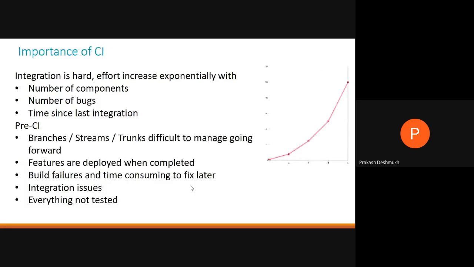So what is the importance of CI? Integration is hard effort, and it increases exponentially with the number of components, number of bugs, and time since last integration. As you see, the number of files and components will go on increasing. So when there are many components, many bugs, and the last integration was long back, then integration becomes hard. And in pre-CI, before the continuous integration practice, when there was just build automation or builds were happening in a very manual way, branches, streams, and trunks were difficult to manage going forward.